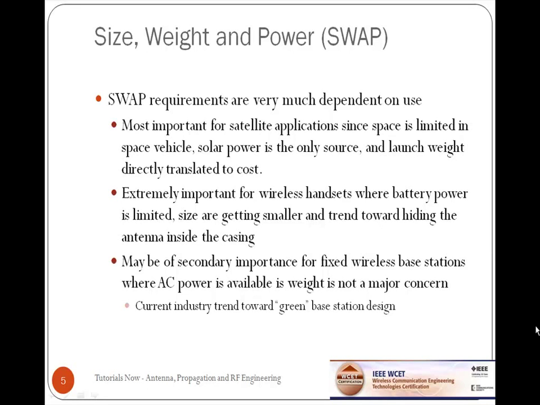On the other hand, SWaP may be of secondary importance for a fixed wireless base station, where AC power is available, and of course the weight of the electronics is not really a major concern, although a current industry trend is moving toward green base station design, where power is the biggest concern.